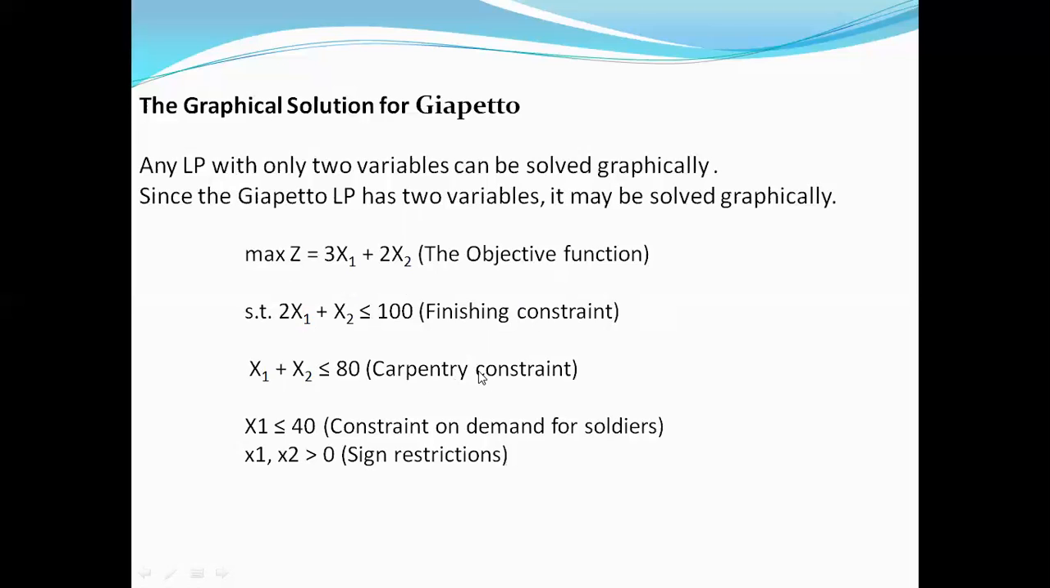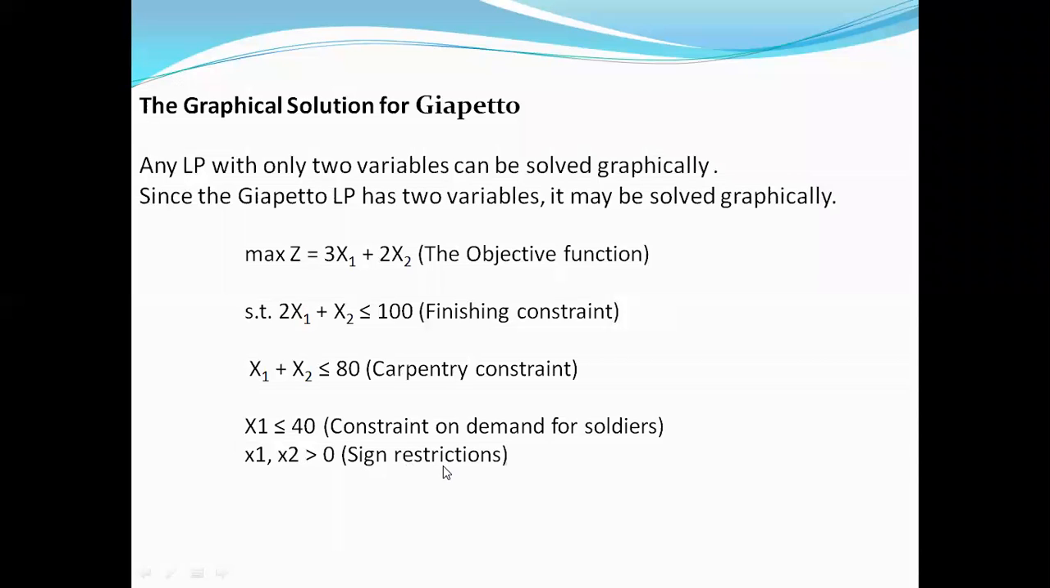And next, the carpentry work for manufacturing of soldier and train toys is 80 hours, given in yesterday's problem. So I'm taking similar values here, but we have one more constraint, a demand. That is, x1 has a demand of only 40 soldier toys, but there is no restriction related to the train toys, and hence we have already considered the fourth relation, that is the sign restrictions.